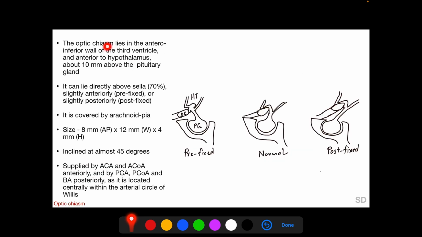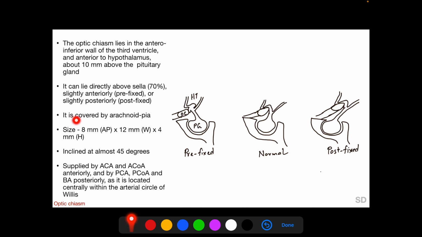The optic chiasm lies in the antero-inferior wall of the third ventricle and anterior to the hypothalamus, about 10 mm above the pituitary gland. So here we have the optic chiasm lying in the floor of the third ventricle, anterior to the hypothalamus and superior to the pituitary gland. This configuration is present in 70% of individuals. In another 15% individuals, optic chiasm is located slightly anteriorly, in which case it is called a prefixed optic chiasm. And in the remaining 15%, the optic chiasm is located slightly more posteriorly, when it is called a post-fixed chiasm.